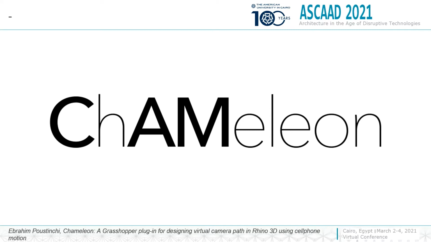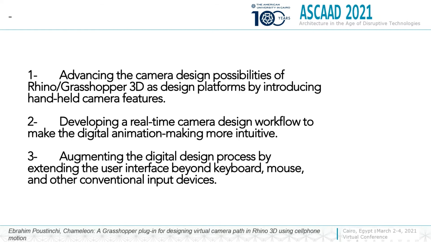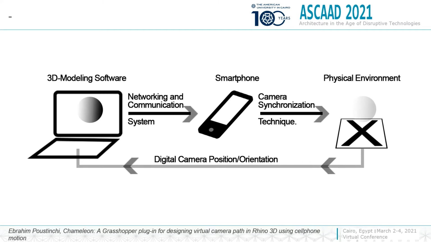But just to quickly touch on what is existing, the possibility that Chameleon is unlocking, which is controlling the digital camera through physical interfaces, is already part of existing features on more advanced software such as game engines like Unity and Unreal, and animation-based software like Maya. However, this is not as accessible on platforms that are commonly used in digital design these days. So the process is very straightforward and simple.